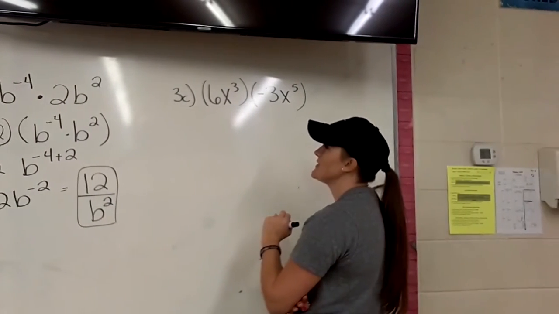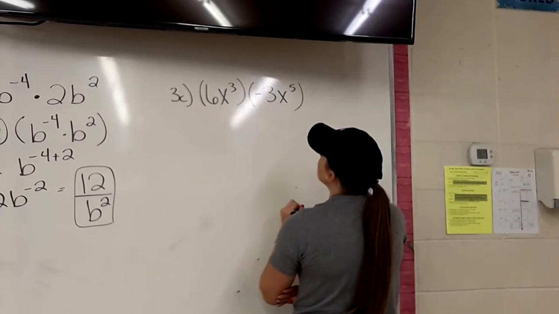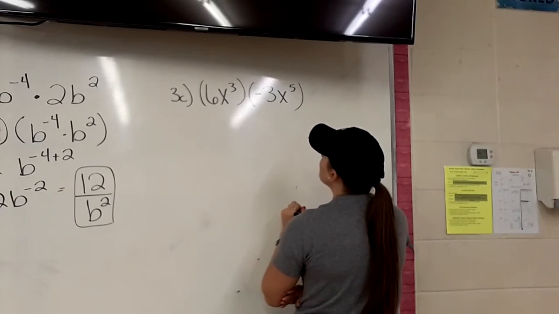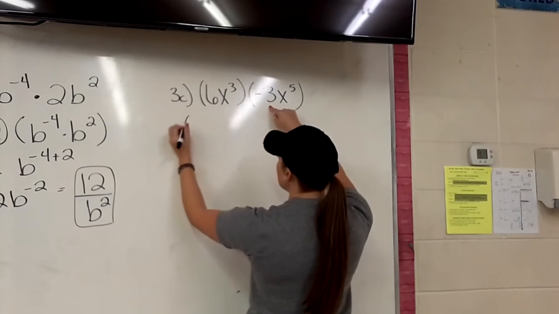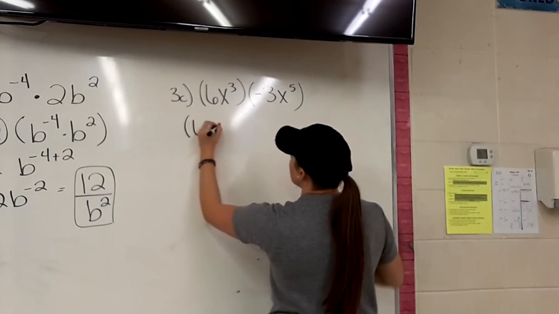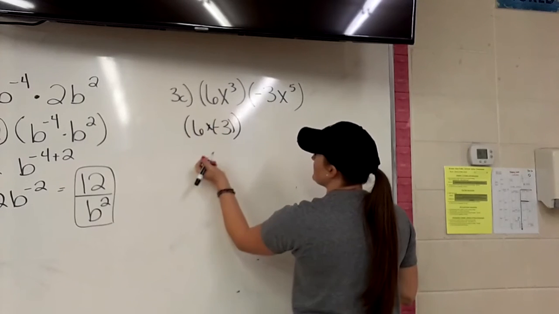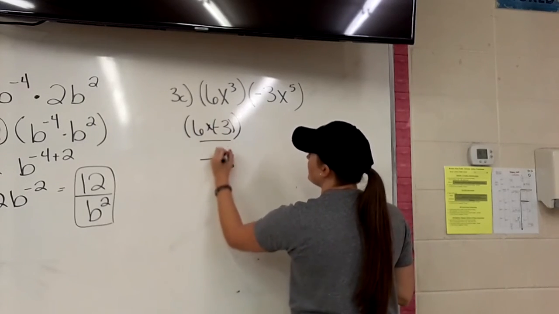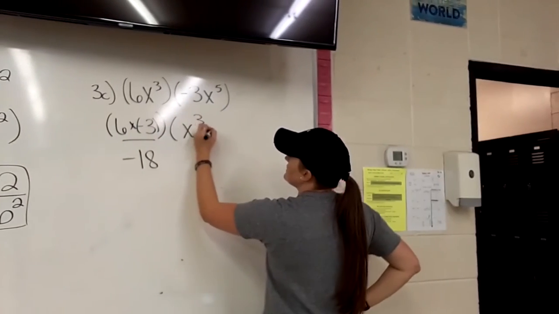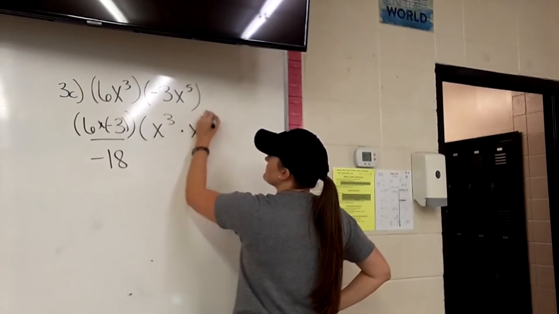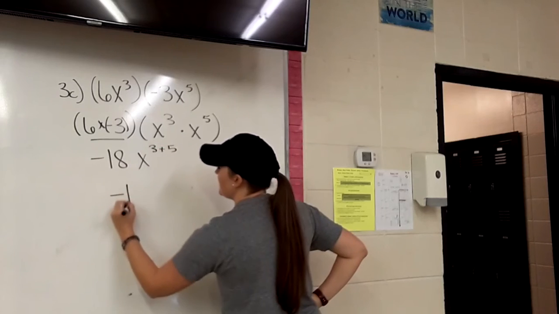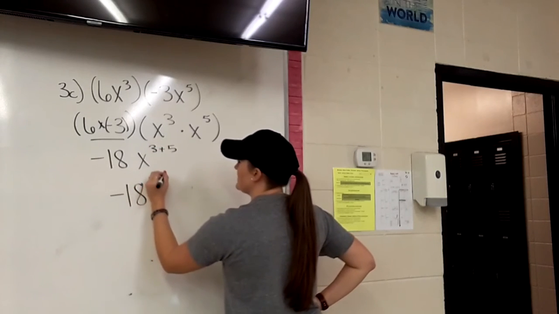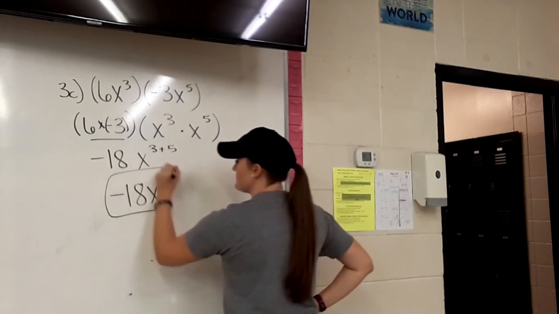Now looking at C. 6x to the 3rd power times negative 3x to the 5th power. Since they're both x's, we can multiply these coefficients, these front numbers. 6 times negative 3 is negative 18. Then we can add those exponents. 3 plus 5 is 8, so negative 18x to the 8th power.